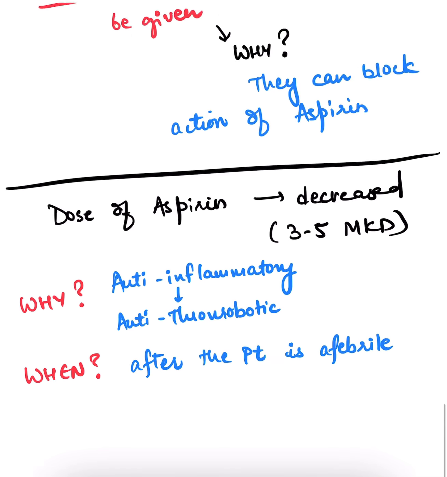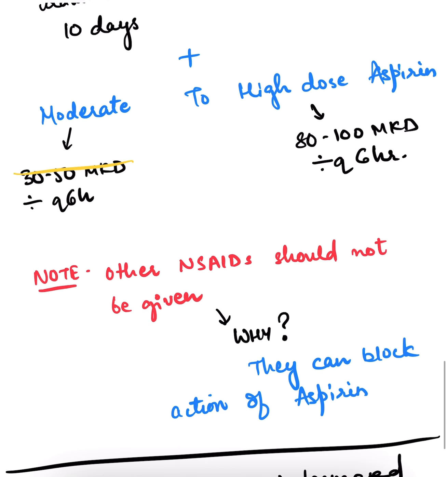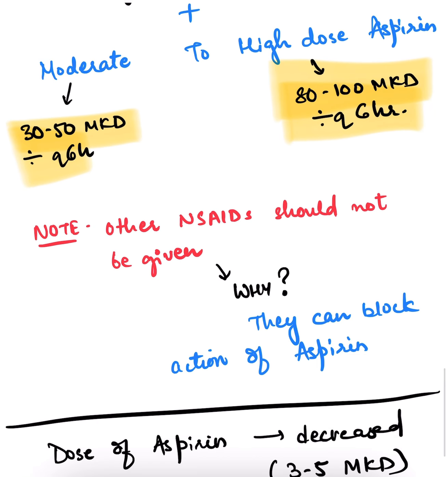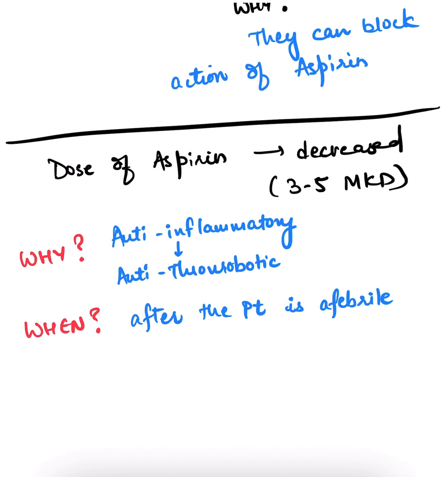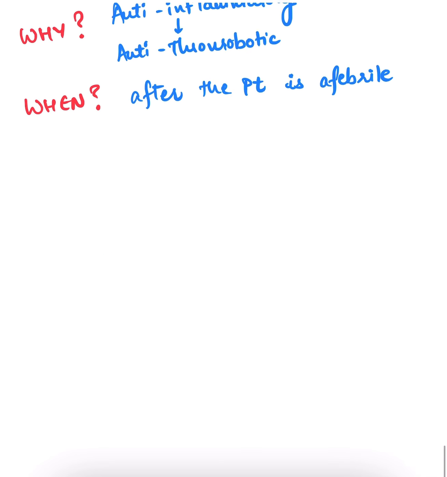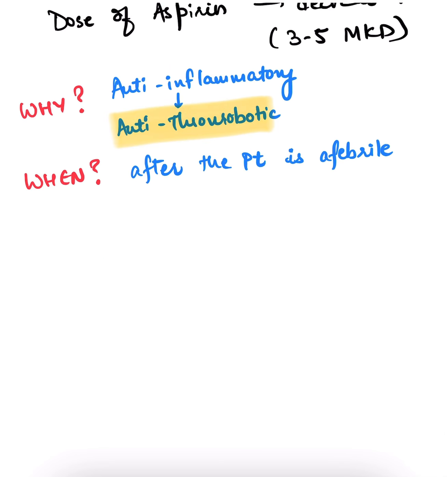Okay, so this dose is therefore decreased. Before, the dose is either 30 to 50 mkd or 80 to 100 mkd, but later it is decreased from anti-inflammatory to anti-thrombotic when the patient is afebrile.